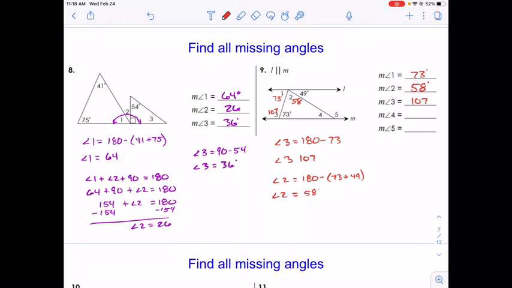Now we can do a couple different ways here. We notice that this line right here is a transversal, which means that 49 and angle 4 would be alternate interior angles, which means that alternate interior angles are congruent. So that means it's going to be 49. And then we can also show that, excuse me, 49 and angle 5 are going to equal 180 because they're a linear pair. So angle 5 is equal to 180 minus 49, which means that angle 5 is going to be 131.